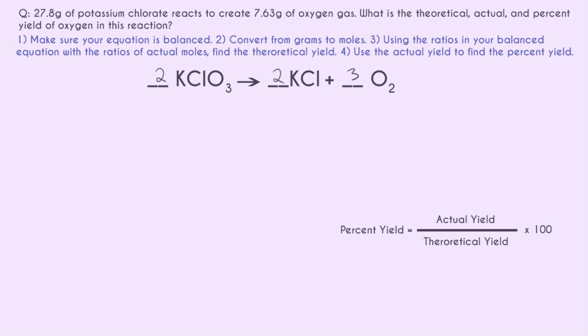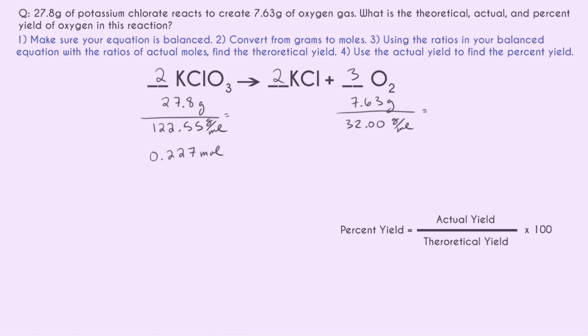So now we're going to convert from grams to moles. So plugging in all the grams that we have, getting our molar masses. Potassium chlorate is 122.55 grams per mole, and oxygen gas is 32.00 grams per mole, and now we can divide to get the number of moles of both of these. So we have 0.227 moles of potassium chlorate and 0.238 moles of oxygen gas.